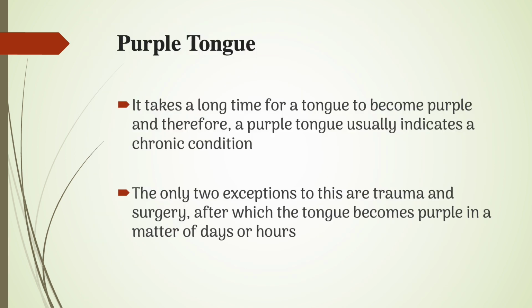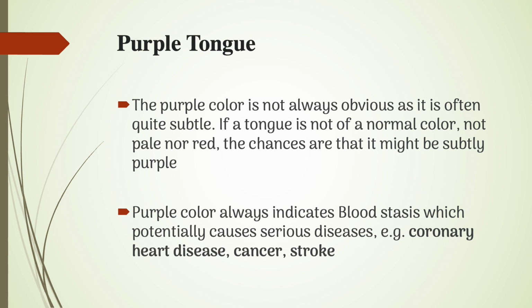It takes a long time in general for a tongue to become purple and therefore a purple tongue usually indicates a chronic condition. The only two exceptions to this are trauma and surgery, after which the tongue becomes purple in a matter of days or hours. It is important to remember that the purple color is not always obvious as it is often quite subtle. As a rule of thumb, we would say that if a tongue is not of a normal color, not pale nor red, the chances are that it might be subtly purple.